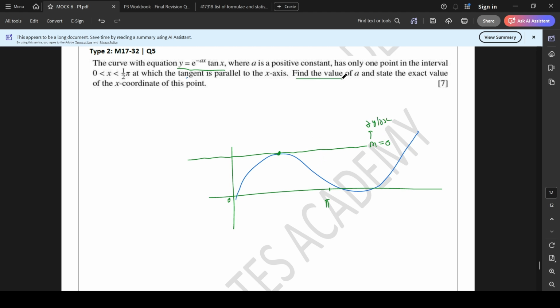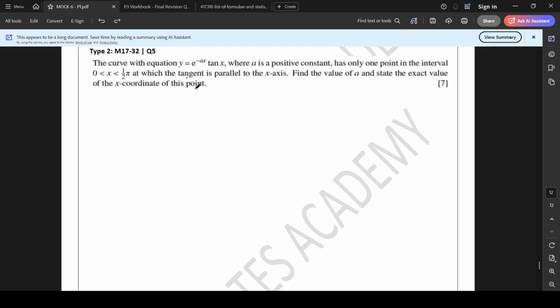Now we are supposed to find the value of a and state the value of the x coordinate of the point. We have to state the exact x value of that point. So let us go ahead and try to solve this with the idea that we have mentioned over here and see where we end up. So clearly we can see that it's a u into v format, so we can apply the product rule. In the first question, we applied the quotient rule. So let's see how it's going to work out for us.